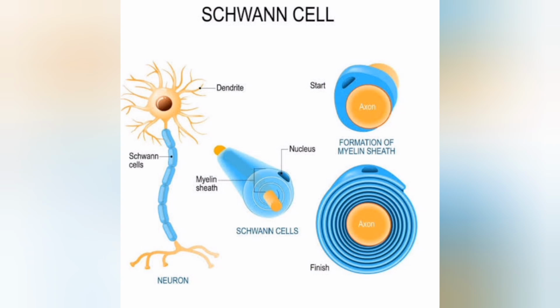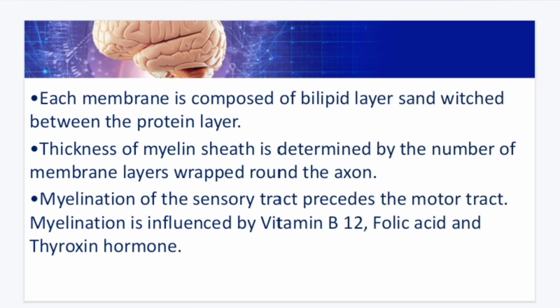Coming to more, each membrane will be composed of a bilipid layer sandwiched between protein layers, because they are wrapping around, right? And the thickness of the myelin sheath is determined by the number of membrane layers wrapped around the axon. Simply, there is nothing to explain. And the myelination of the sensory tract precedes the motor tract. So always the myelination precedes in the sensory tract, and it can be influenced by certain factors such as vitamin B12, folic acid, thyroxine hormones, etc.